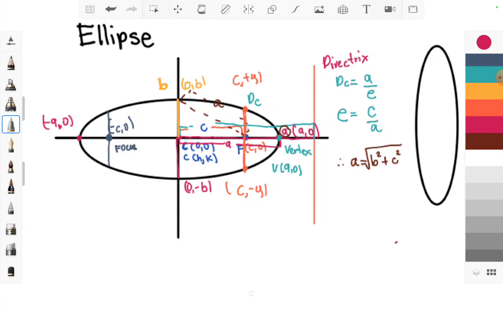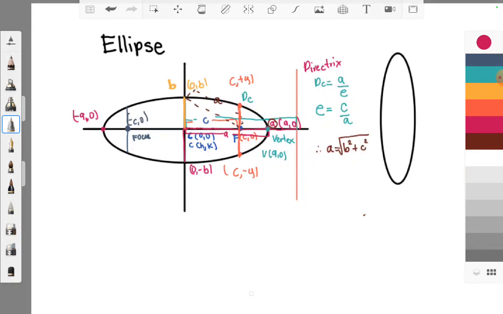Now, if the question is about the major axis, let's call this our major axis. This is of course the length from our vertex to our negative vertex. This is our major axis, which is equal to 2a. Now, for our minor axis, of course, we consider our b, so this is equal to 2b. That is the formula for our major and minor axes.